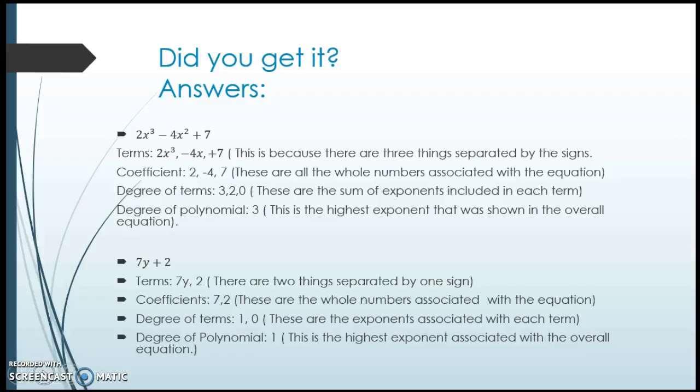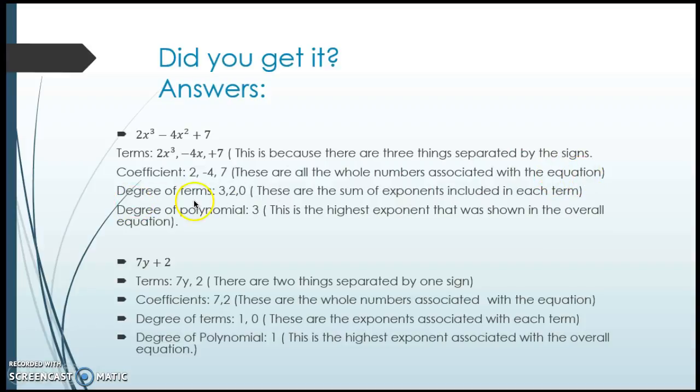Did you get it? Answers. 2x to the third minus 4x squared plus 7. Terms. 2x to the third, minus 4x squared, plus 7. This is because there are three things separated by the signs. Coefficient. 2, negative 4, 7. These are all the whole numbers associated with the equation.